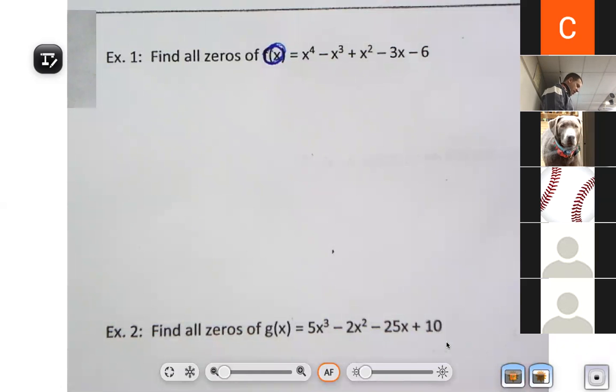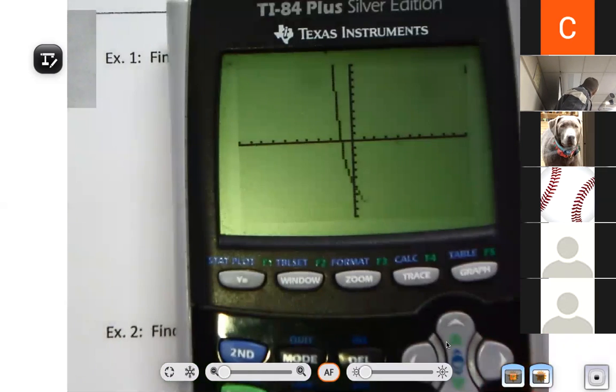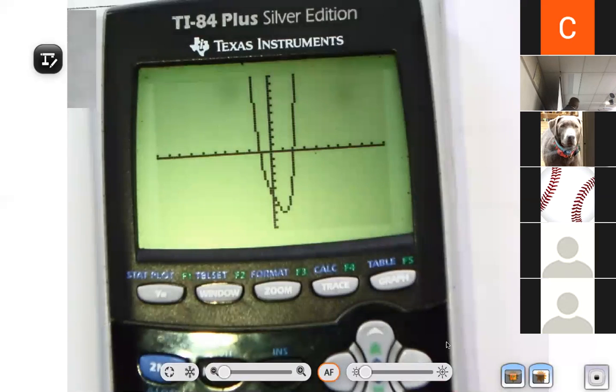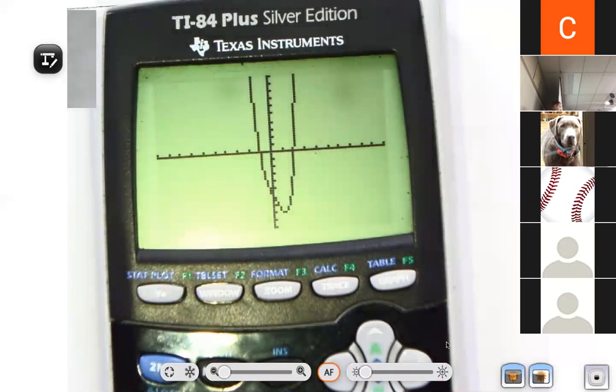And I'll show what my graph looks like so you can make sure that you graphed it correctly. So I'll wait for a second until we're all on the same page. Does anybody's graph not look like this?